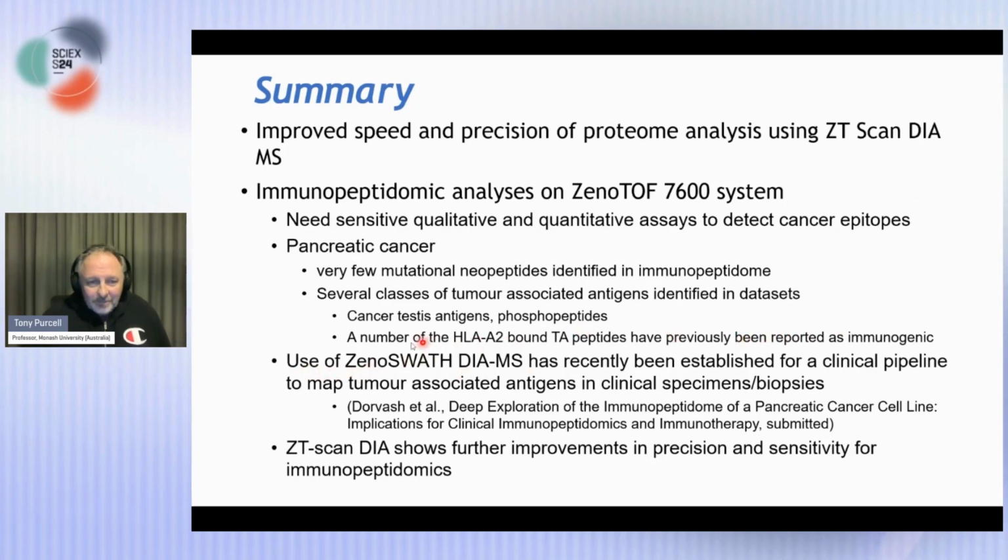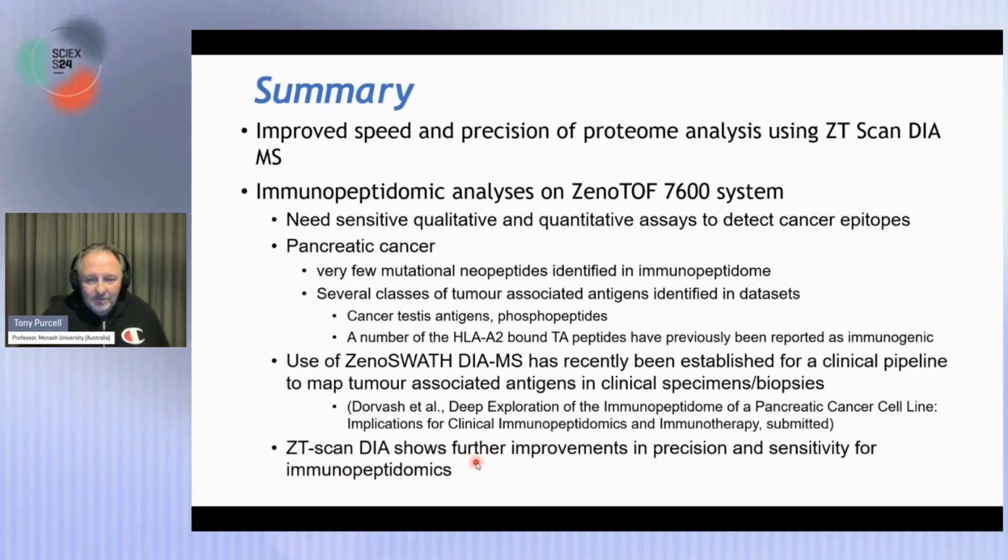We've actually developed the variable window Zeno-trap DIA as part of a clinical pipeline to map tumor-associated antigens in clinical specimens and biopsies, a paper that's just very recently been submitted. But what we're starting to see is that ZT scan DIA is showing further improvements in precision and sensitivity for these immunopeptidomics measurements, and we anticipate we'll be switching across to this modality for our clinical studies in the very near future.